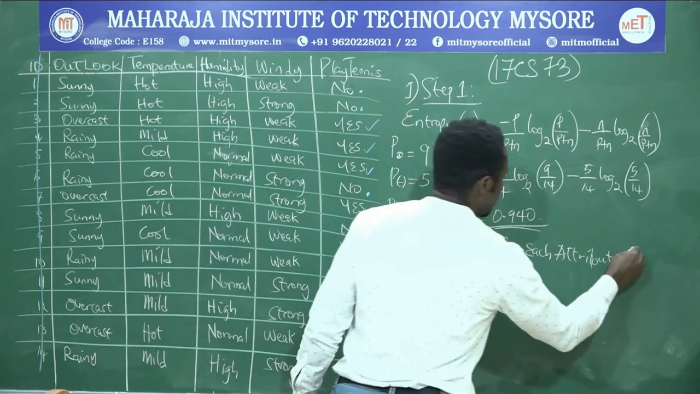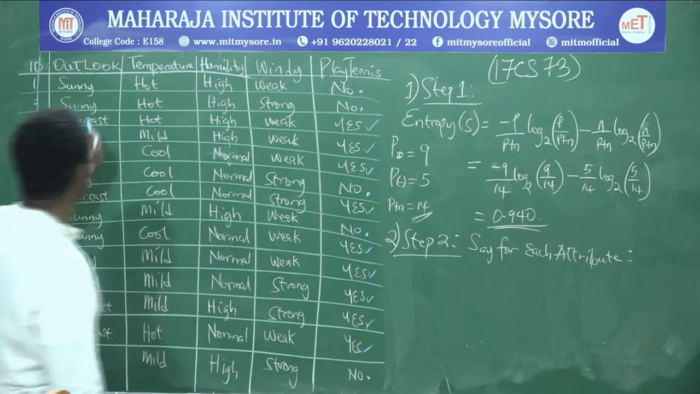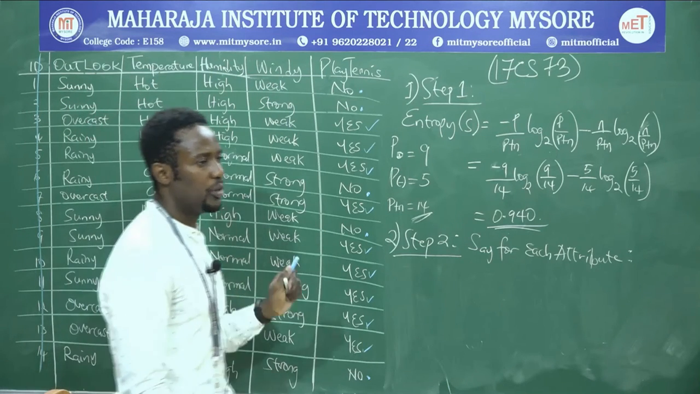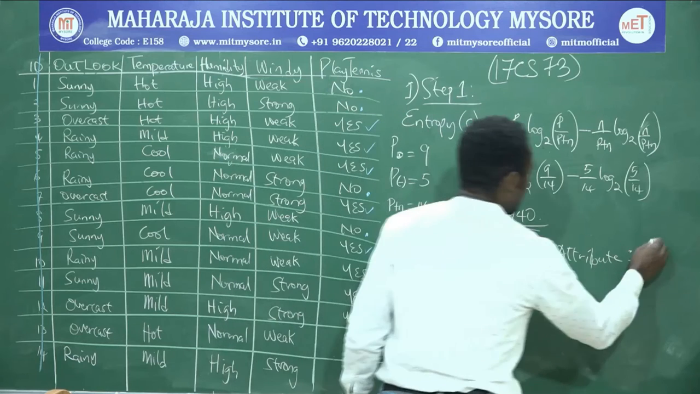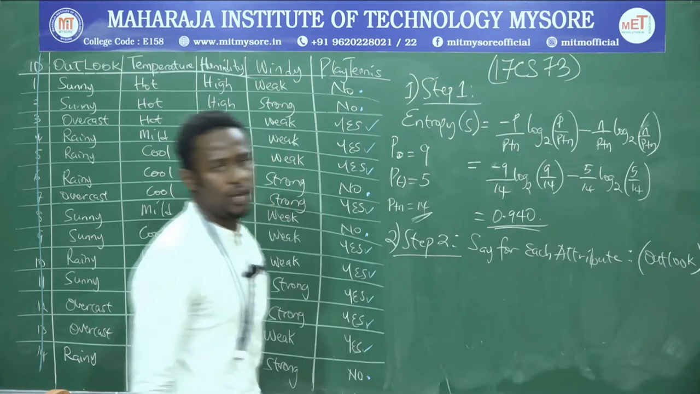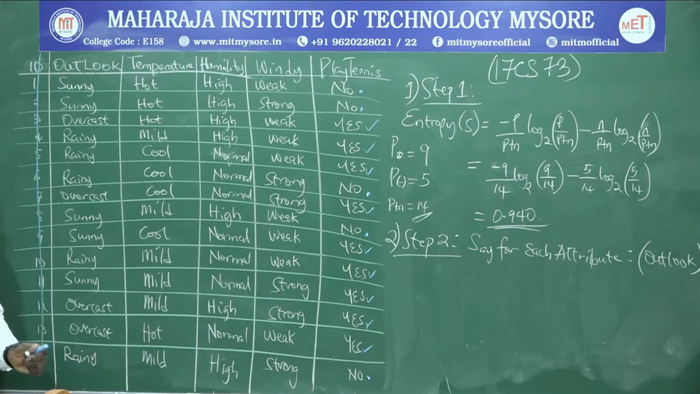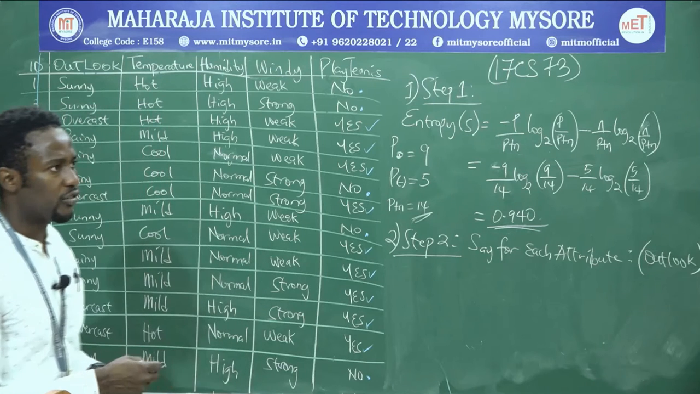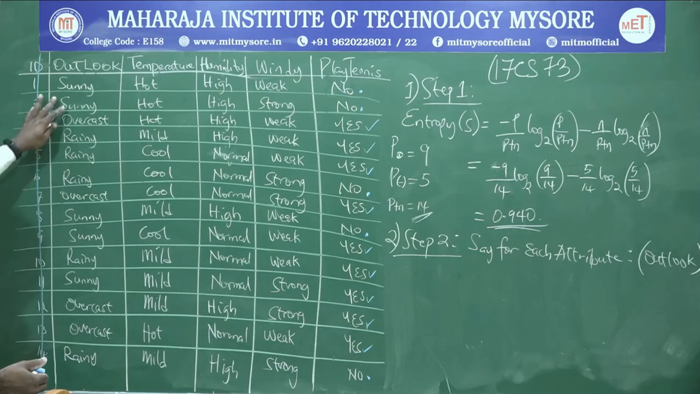So for each attribute, what are the attributes here? Outlook, temperature, humidity, windy. So let's take outlook. If we take outlook, please remember, for each of that we need to calculate entropy of A. Entropies of A means what? The subsets or subgroups of this attribute. Subgroups of this attribute outlook, which are sunny, overcast, and rainy.